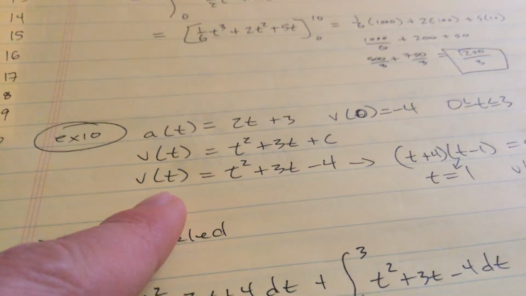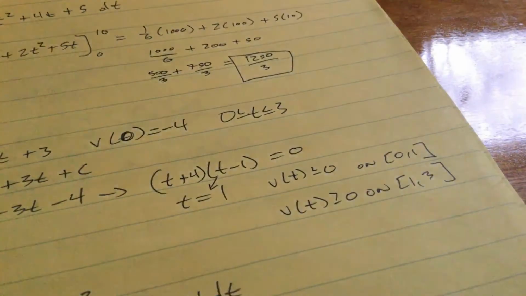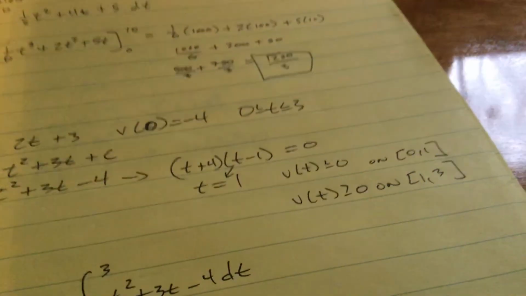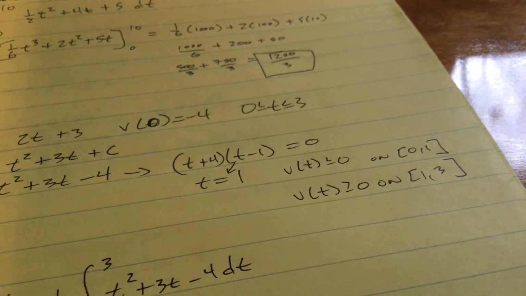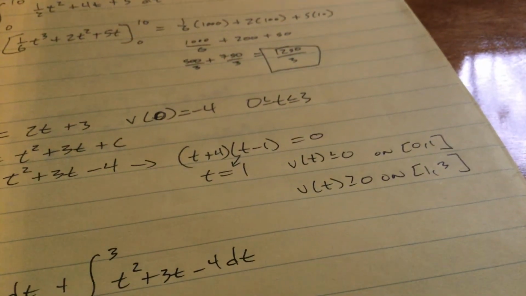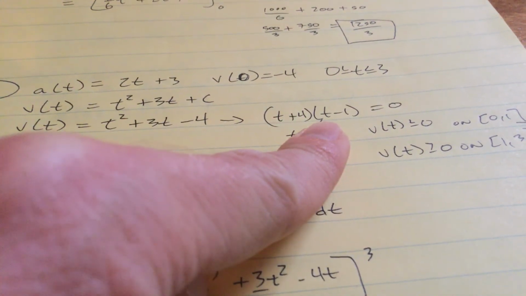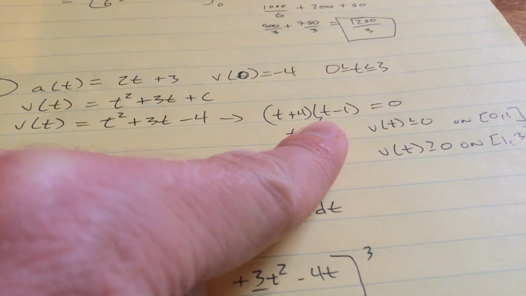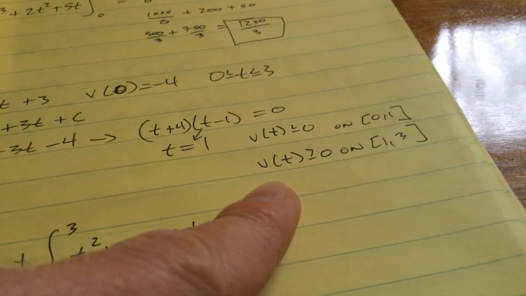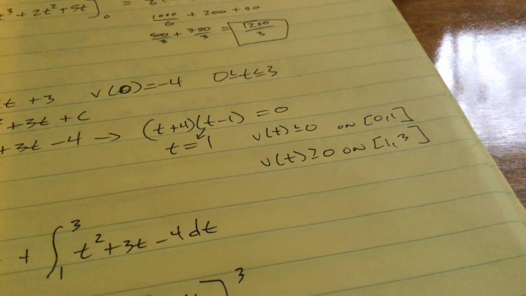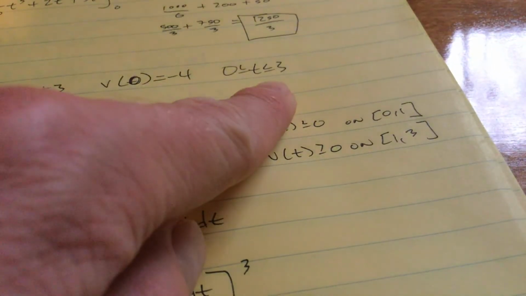I want to know when my velocity is 0, so I set that velocity function, which can factor, t plus 4, t minus 1, equal to 0. All right, so the transition that I care about is at time t equals 1, because t can't be equal to -4. So I plug, like, I don't know, a half. Plug a half in here. You get 4 halves times a -half. That'll be a negative velocity. So velocity is less than or equal to 0 on the interval 0 to 1, and it's greater than or equal to 0 on 1 to 3. Really 1 to infinity, but I'm ending at 3 right there.